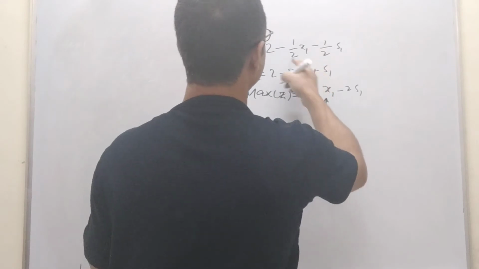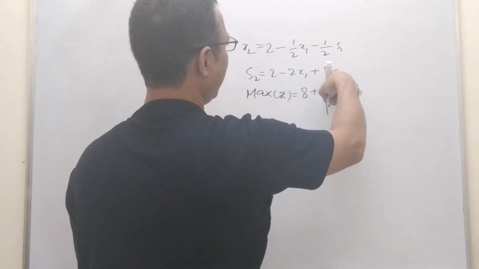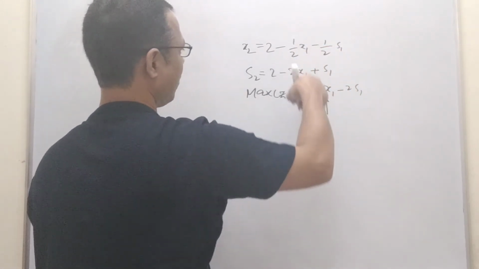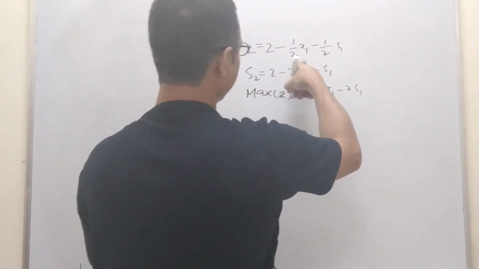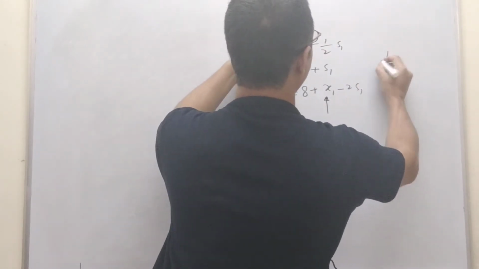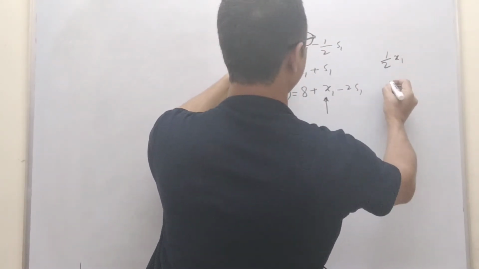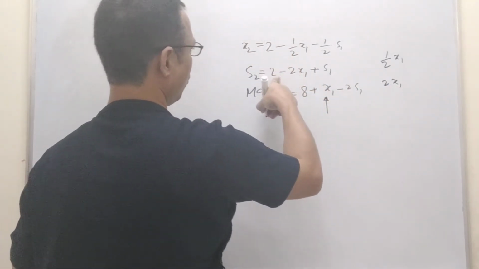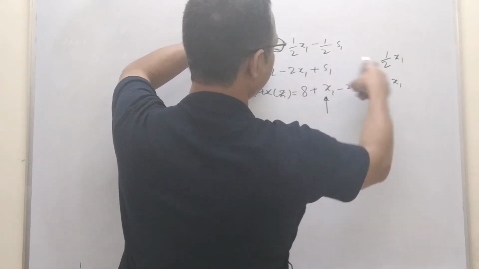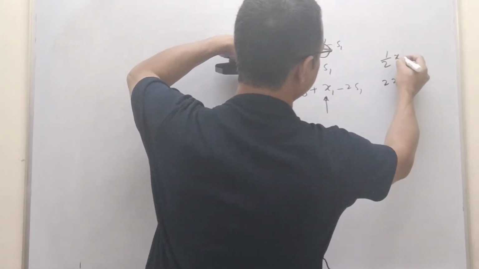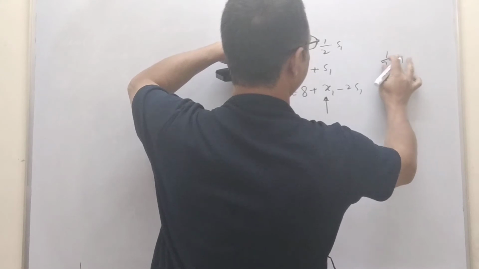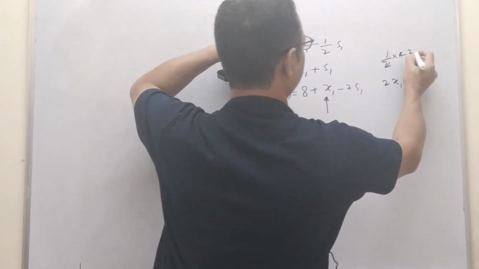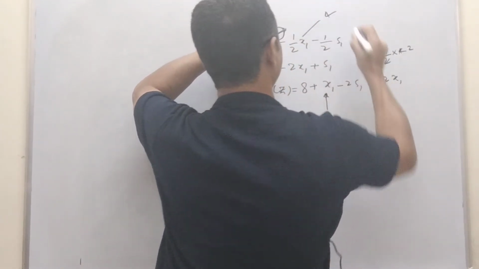Now we are going to check here, because s1 is going to be considered non-basic, so these terms will be 0. We are just going to check over x1, because x1 is going to enter into the basis. So 1 by 2 x1 here, and here 2 x1. If we subtract from these two, which gives the least positive value? If we consider x1 as 4, then it will give 2 minus 2, 4. So here we need to consider 4.